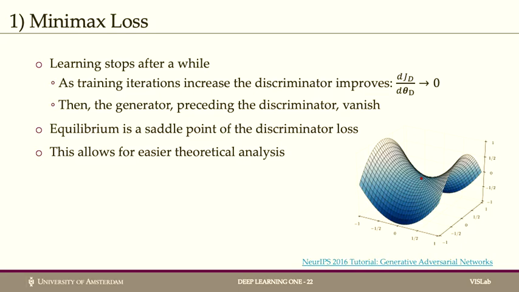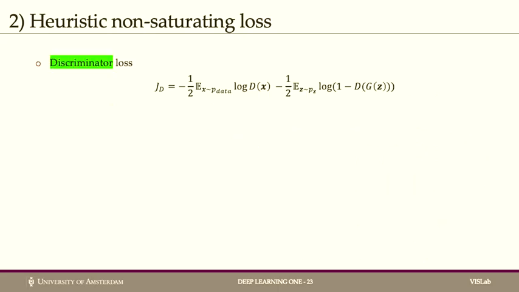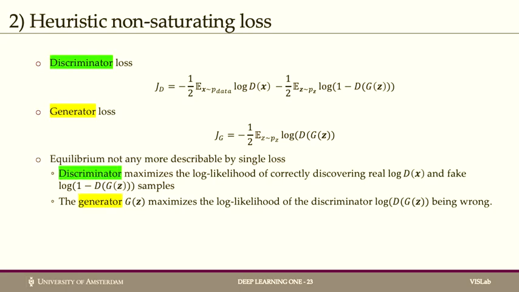So there's an adapted version of the min-max loss, which is a non-saturating loss. And the change is pretty easy. You keep the discriminator loss as it is, and instead you use this generator loss. And now you cannot describe the equilibrium simply by a single loss anymore, as we did earlier with the minimax, and you don't end up at a saddle point.